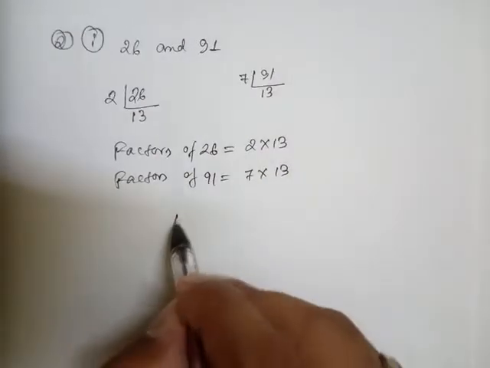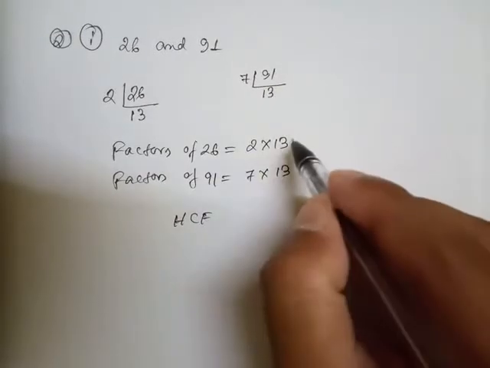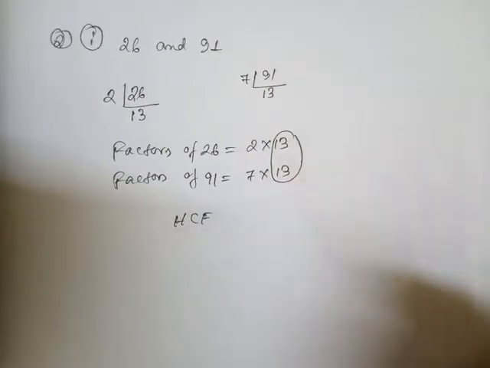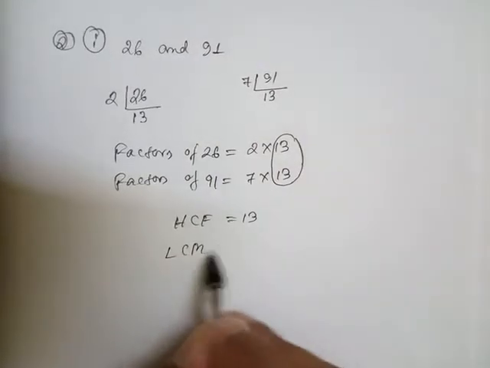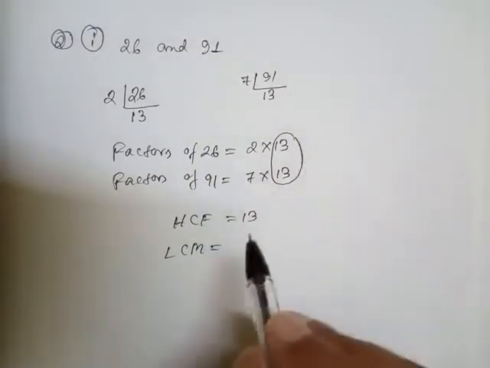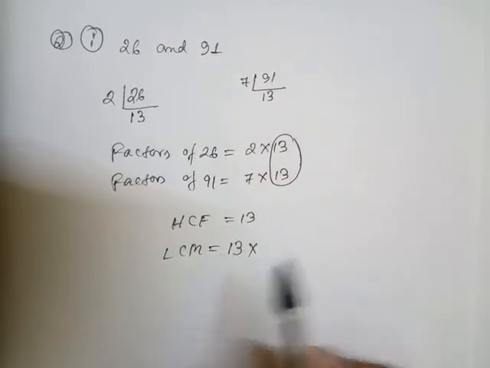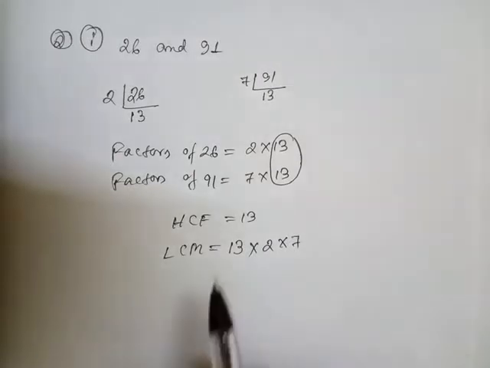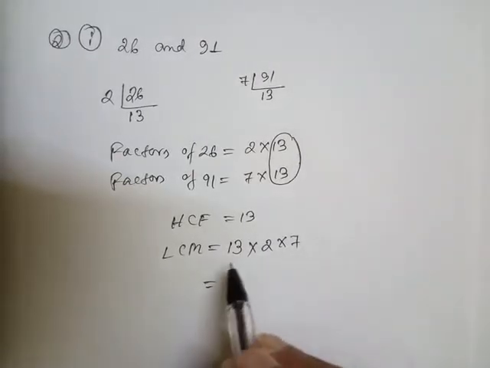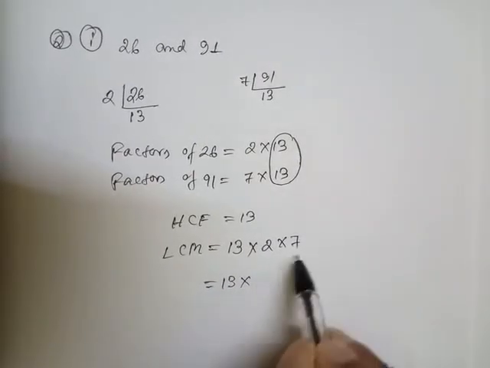Now for the HCF, we know that we take only the common part, which is 13 only. So HCF equals 13. And LCM means common and uncommon both. The common part will be taken 1 time, so 13 into the common part once, and the others, 2 into 7. So here we can say that LCM is 13 into 7 into 2, that is 13 into 14.